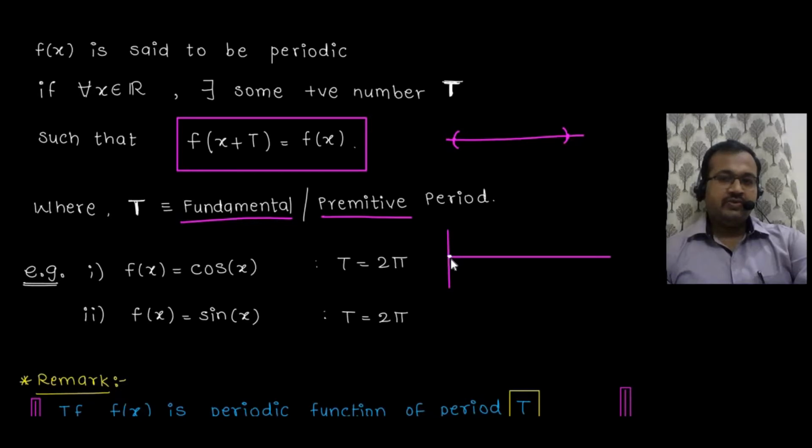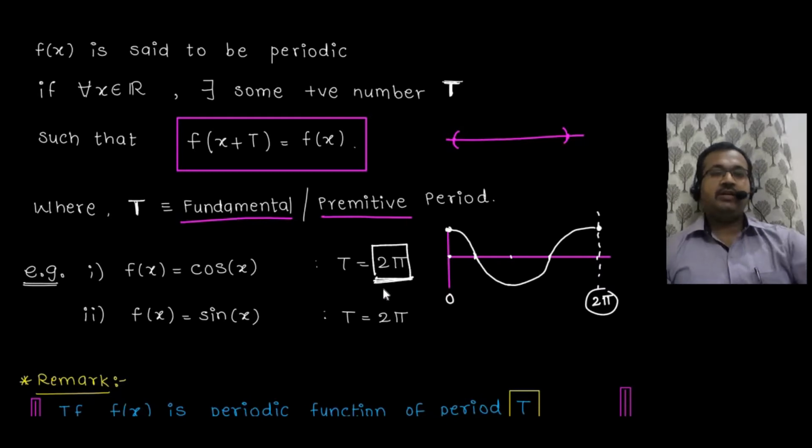cos x. First we start with x equal to 0, where cos 0 is equal to 1, and at pi by 2 it is 0. At pi it is minus 1. At 3 pi by 2 it is equal to 0, and at 2 pi this value is equal to 1. After this your function will start repeating its values. From 0 to 2 pi it achieves the same function value. So it means after the period T equal to 2 pi, your function will start repeating its values. So we are getting a wave-like structure.